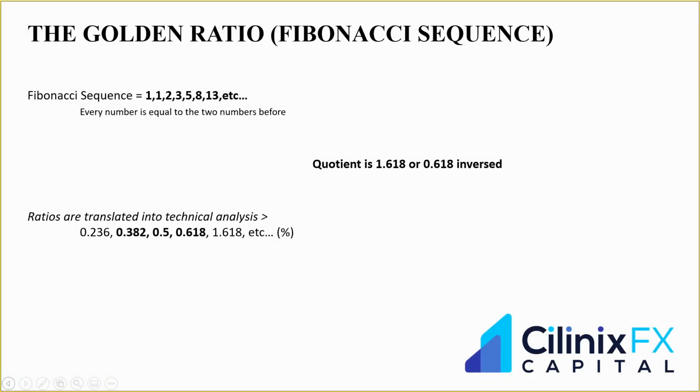It is important to first understand the concept of the Fibonacci sequence, which also results in the golden ratio and the ratios we will use in the technical analysis. So the sequence, as you can see, is as follows: 1, 1, 2, 3, 5, 8, 13, etc. So the next one would be 21. And the golden ratio is the quotient of two numbers next to each other, which in this case is 1.618, or 0.618 if you inverse it, so the other way around.